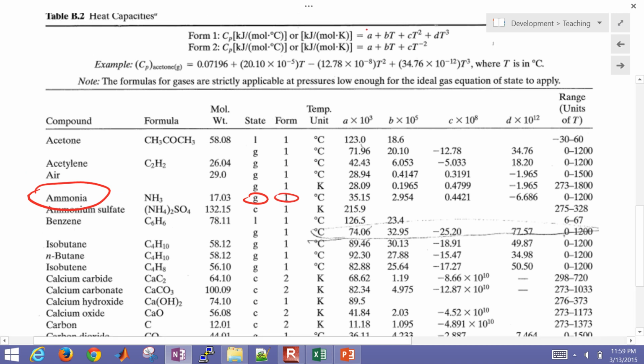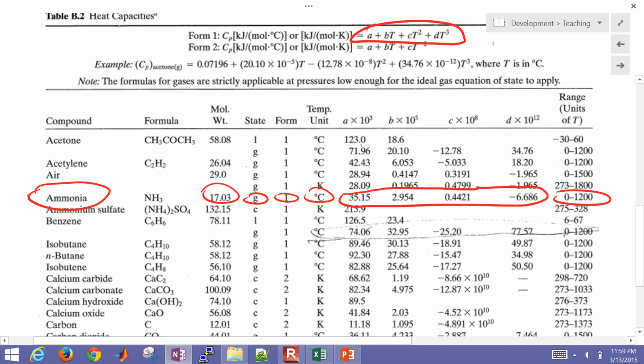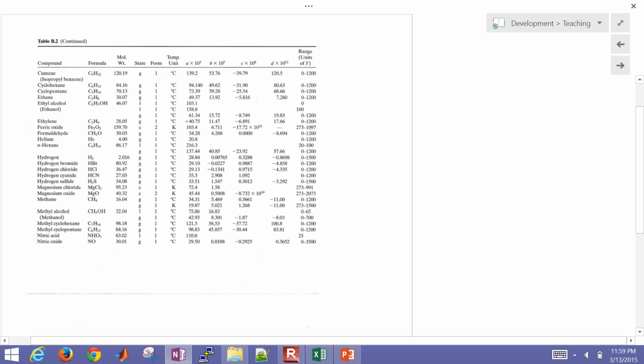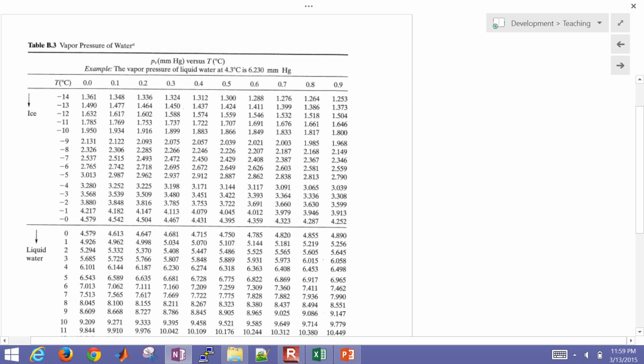Okay, so here's the form of our expression. It's just a third order polynomial, and here are the coefficients. Okay, A, B, C, and D. There's the temperature range. This is going to be in degrees Celsius. Here's our molecular weight as well. So we also want to go get, let's see, nitric oxide. Okay, there's another one. There are the coefficients.